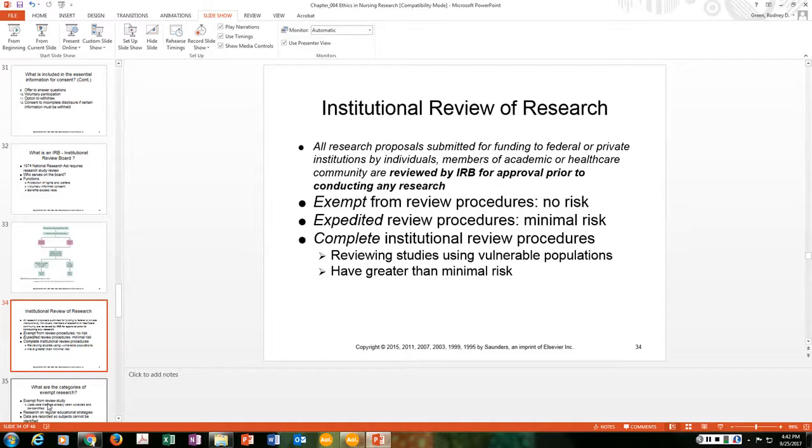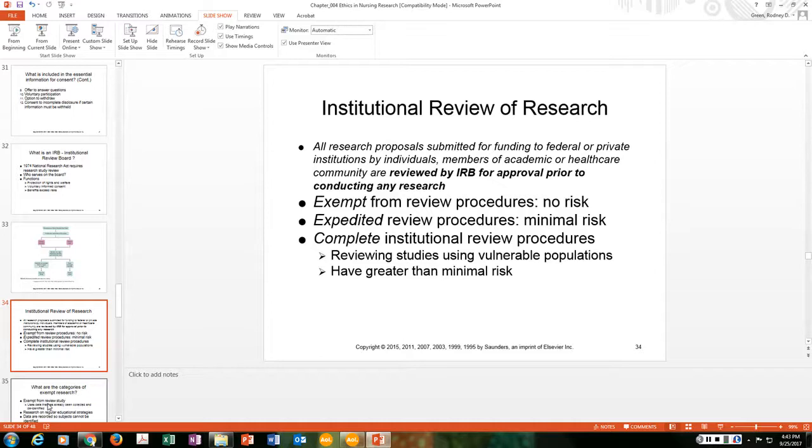All research proposals submitted for funding for federal or private institutions by individuals, members of academic or healthcare community, are reviewed by an IRB for approval prior to conducting any research. So once the proposal is submitted to the IRB, the researcher has to wait to receive official letter or notice of IRB approval to begin the study. There are different types of reviews that are conducted.